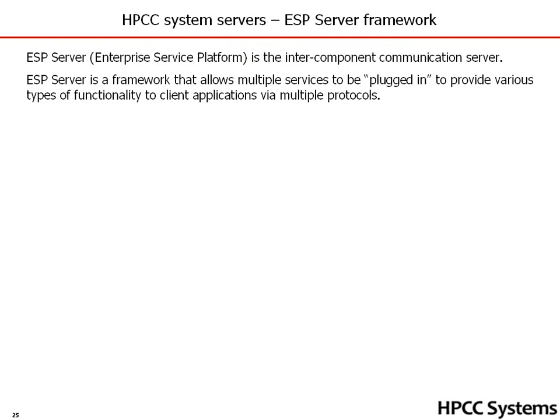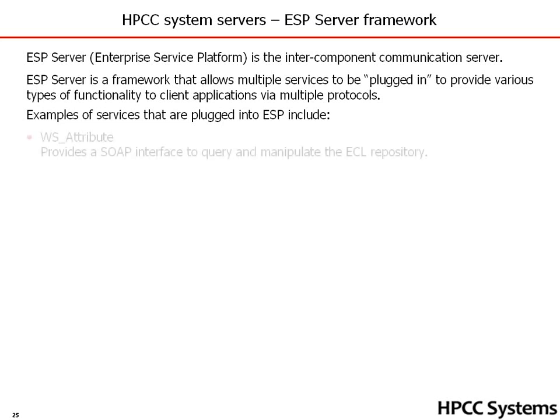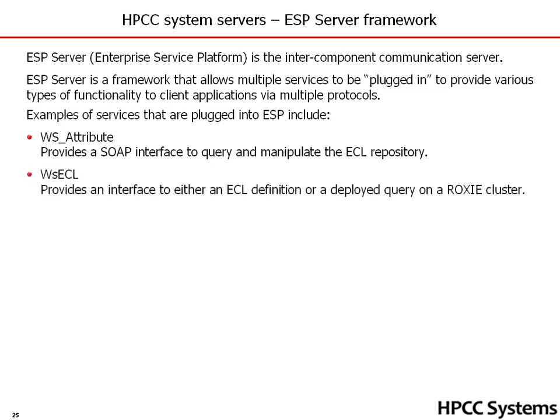It is a framework that essentially allows multiple services to be plugged in to provide various types of functionality to client applications via multiple protocols. Now examples of services that are plugged into ESP include WS Attribute. This provides a SOAP interface to query and manipulate the ECL repository. WSECL. This provides an interface to either an ECL definition or a deployed query on a Roxie cluster.